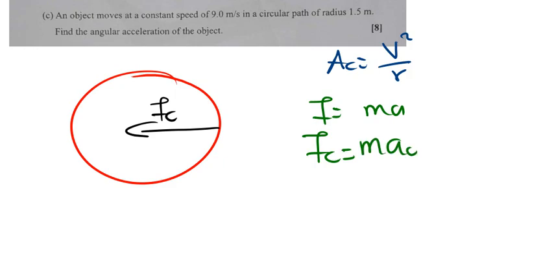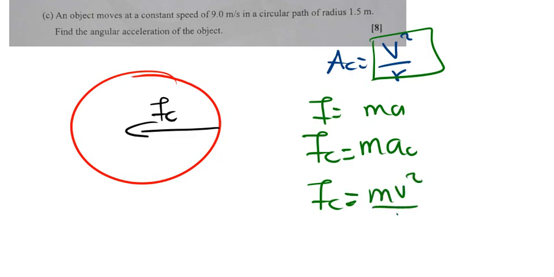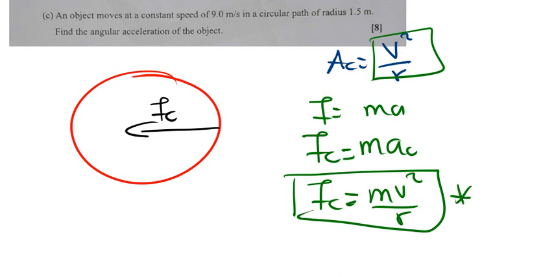At the same time, we know that centripetal acceleration is given by v squared over r. I can replace centripetal acceleration with v squared over r. This is the formula for centripetal force, and that is the formula for centripetal acceleration. Is that okay?